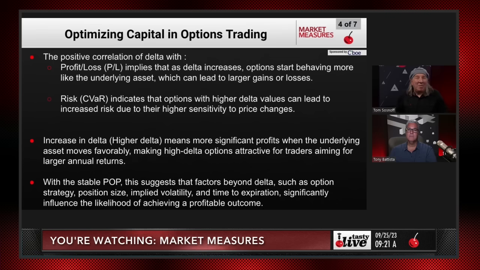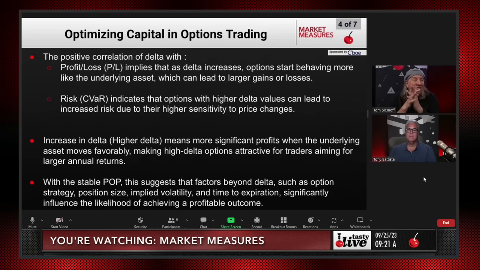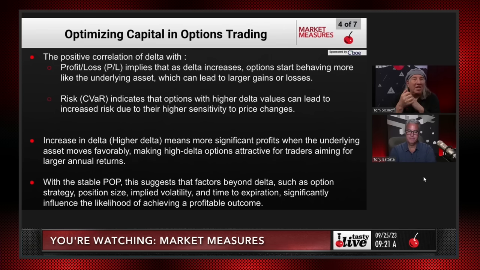While the stable POP suggests that factors beyond delta, such as option strategy, position size, implied volatility, and time to expiration, significantly influence the likelihood of achieving a profitable outcome. None of this stuff is new. It's all just really good to hear repeated because it's a slightly different format. Let's go to the next slide.